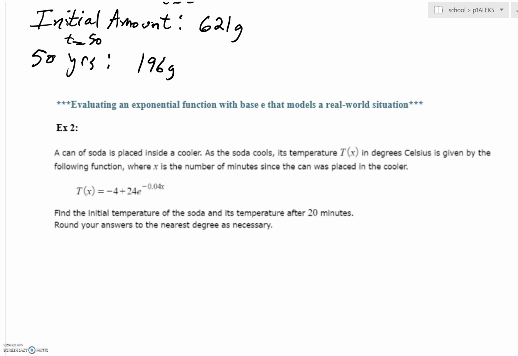A can of soda is placed in a cooler. T, the temperature, is given by this formula. X is the number of minutes. Again, they're going to say, what's your initial temperature? What we've got to understand is initial always means let t equals 0, or let x equals 0 in this regard, because here instead of having our variable as a t, it's an x.